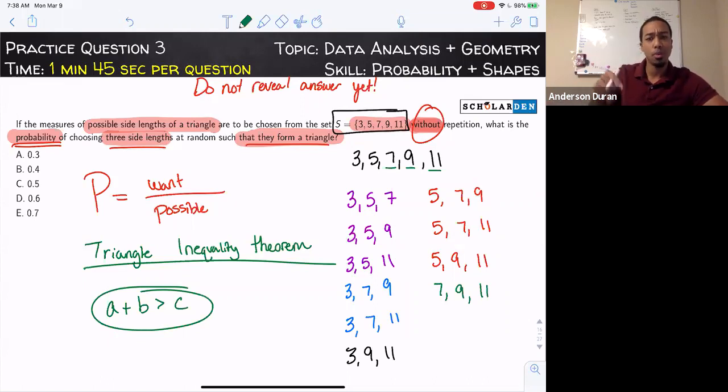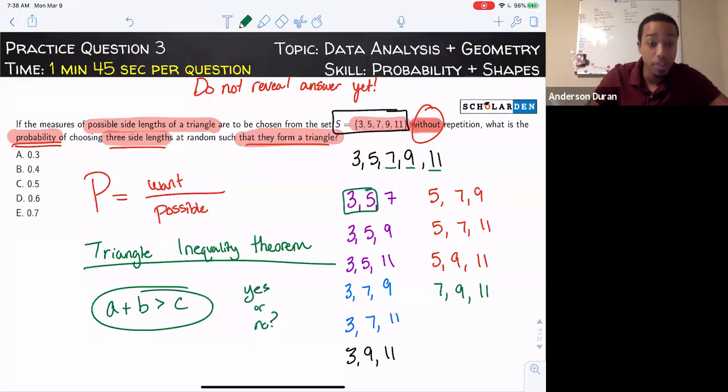Yes or no? Did you know about this inequality before? Did you know that the two sides have to add up to be bigger than the third? Perfect. So with that said, here we go. All we're going to do is go down the list of numbers here and then check it off or cross it out. So here we are.